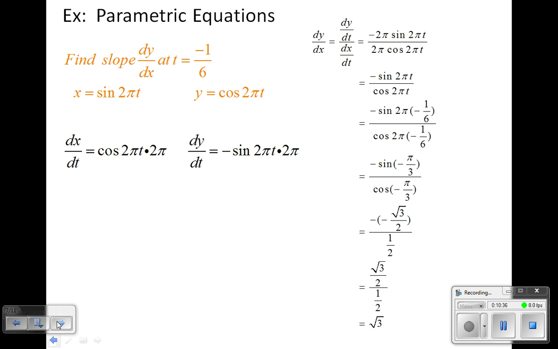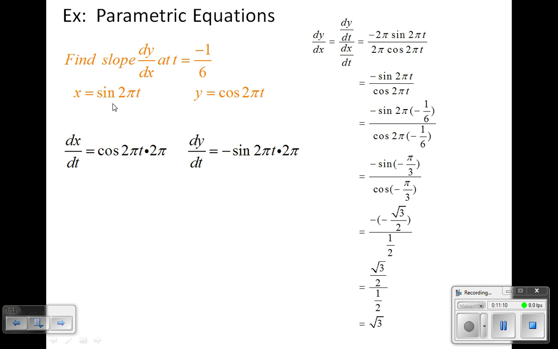Okay, so going along that same theme, we're going to be asked to find the slope dy dx at t equals -1/6. And instead of giving me x and y together in one equation, they're splitting it up into parametric equations. So here I have an expression for x in terms of t and an expression for y in terms of t. If I take the derivative of x, it's going to be with respect to t because t is the variable over here on this side. So I get dx dt.